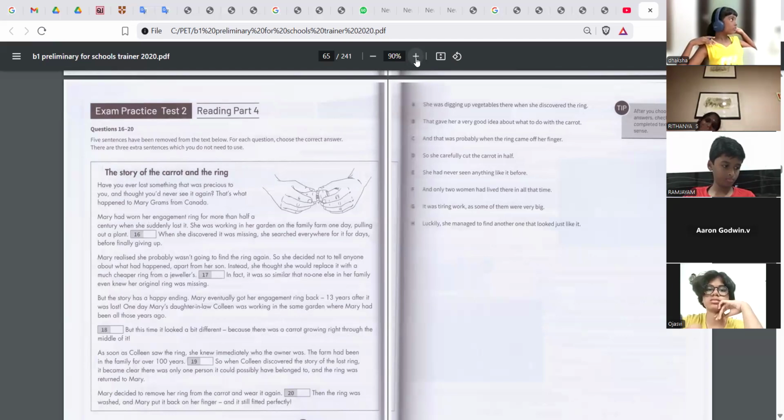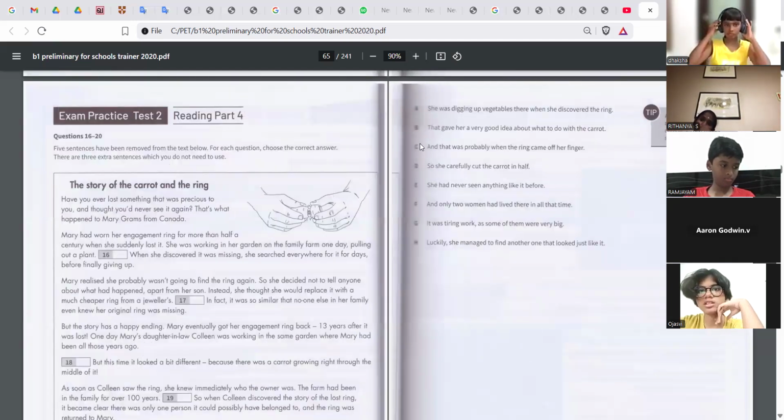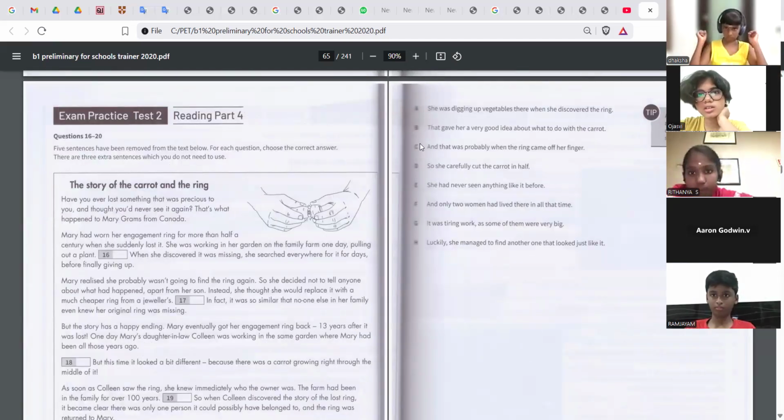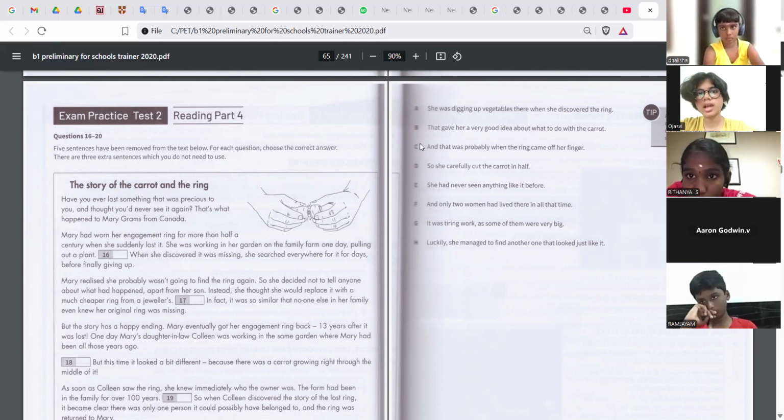Ojashvi, can you read the first paragraph? Yes, sir. The story of the carrot and the ring. Have you ever lost something that was precious to you and thought you'd never see it again? That's what happened to Mary Grams from Canada.